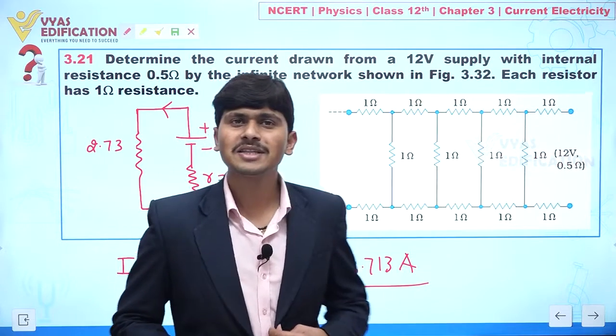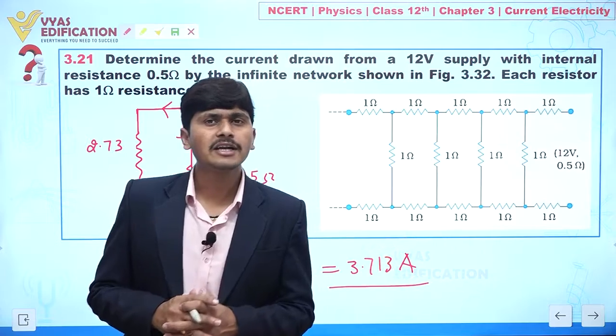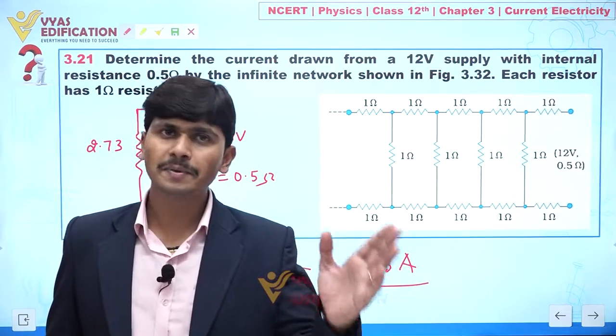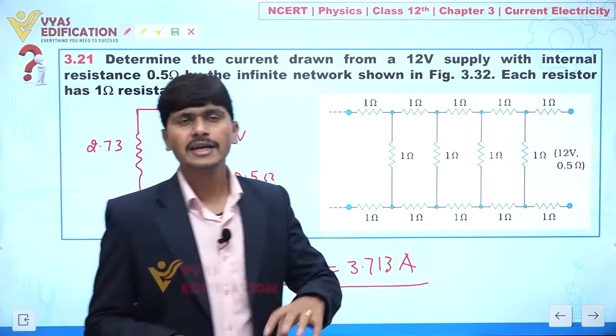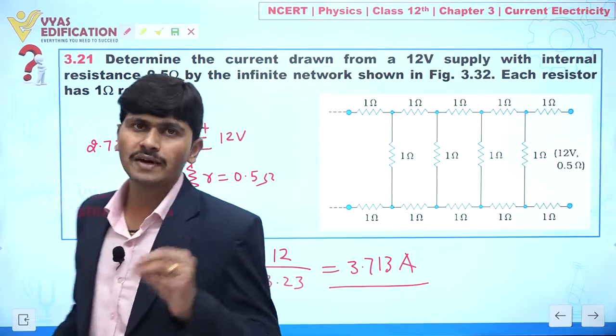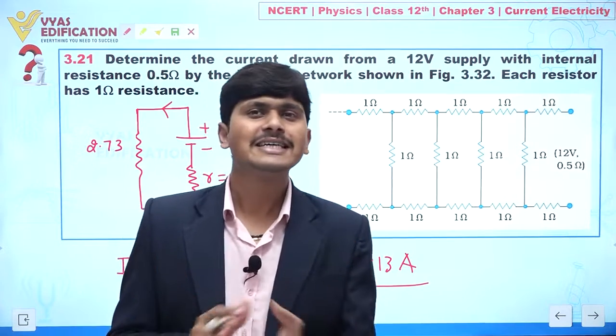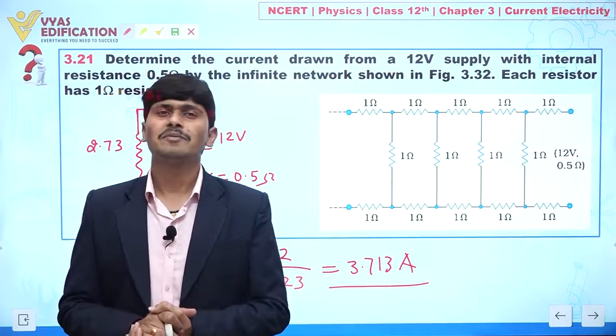So what is the concept in this question? This is a problem related to infinite network. In an infinite network, first we find the repetitive branch. At that point we connect the equivalent resistance. After that we find the value of X. After that you can easily calculate the value of current flowing in the circuit. So this is all about this question.